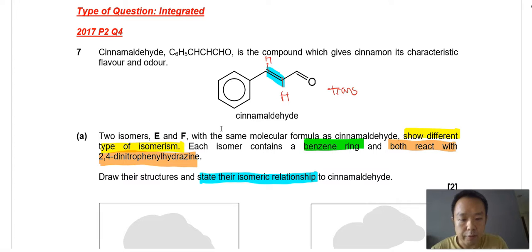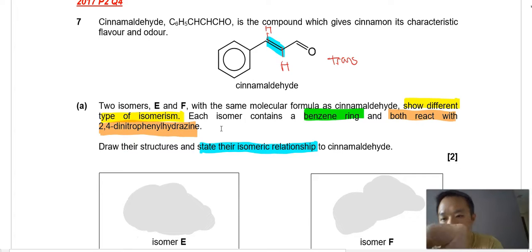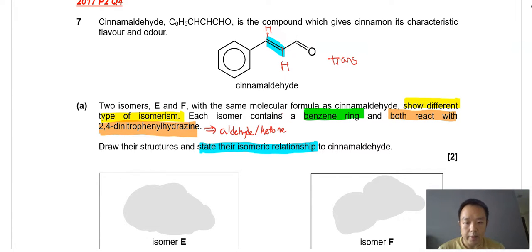Okay, so E and F have the same molecular formula, but show different types of isomerism. Each isomer contains a benzene ring, and both react with 2,4-DNPH. So again, 2,4-DNPH, recall what is it used to test for? It's to test for your aldehydes as well as your ketones. So in this case, you're supposed to propose two isomers E and F, which are isomers of cinnamon aldehyde, and they must be an aldehyde and a ketone and contain a benzene ring.